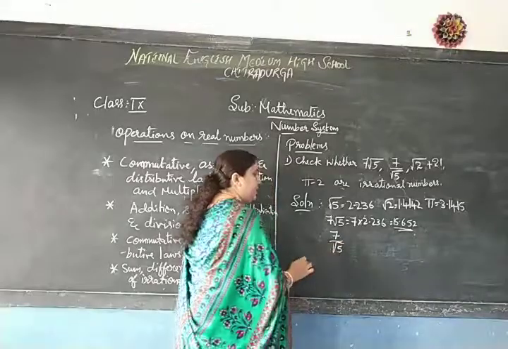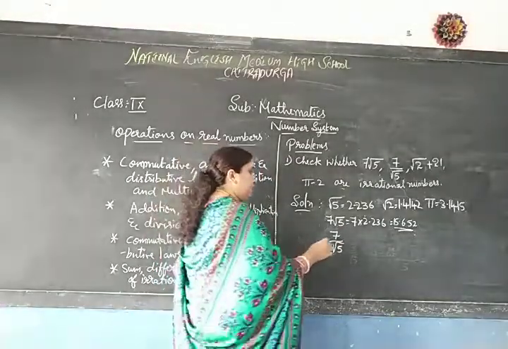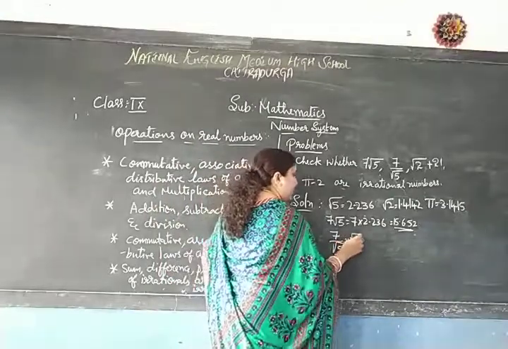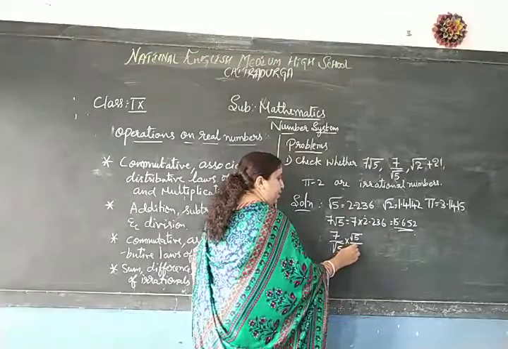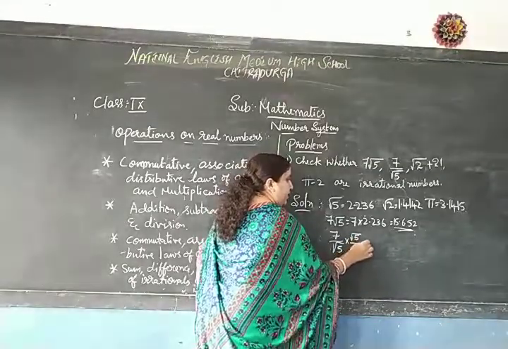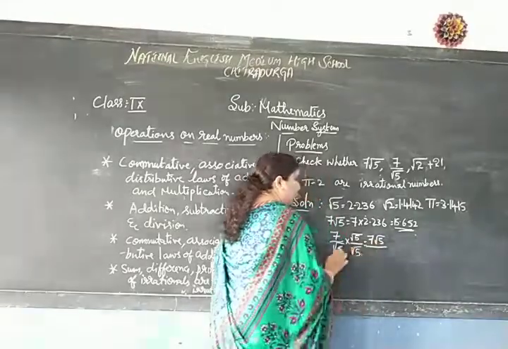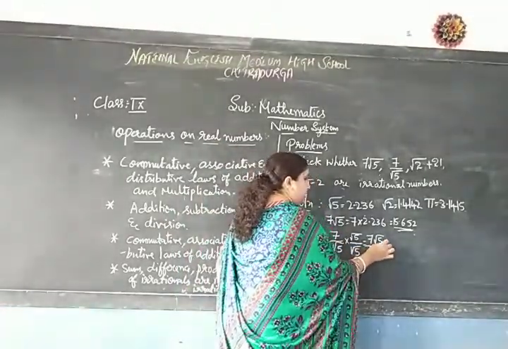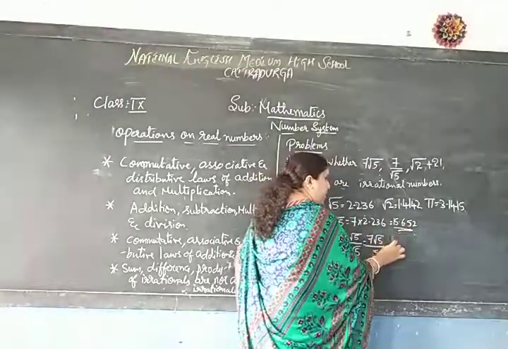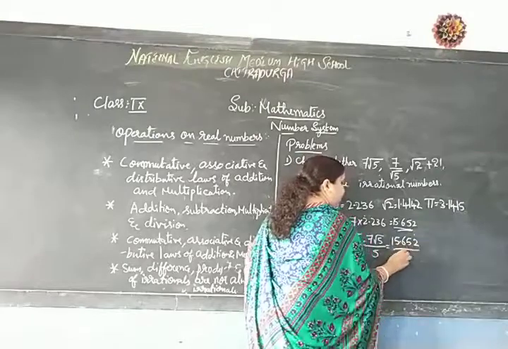So here in the denominator there is a root 5, a square root. So we should rationalize the denominator. Rationalize the denominator means multiply and divide by root 5. So here you will get 7 root 5 divided by root 5 times root 5, which is 5. Here 7 root 5 you have got the value as 15.652 divided by 5.